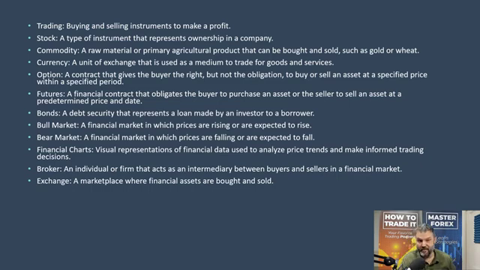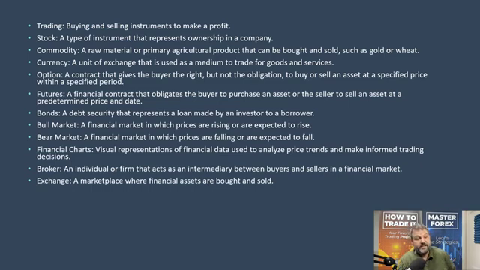Commodity: a raw material or primary agricultural product that can be bought and sold, such as gold or wheat or cattle or hogs or corn. A currency is a unit of exchange that's a medium for goods and services. Money. A currency is trading money.